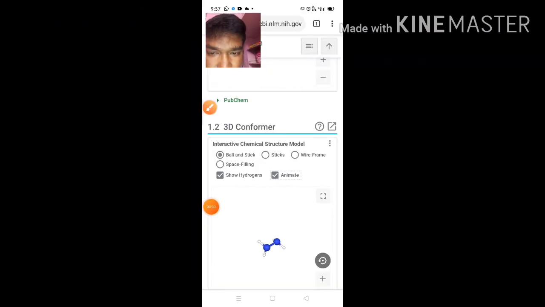This is the three-dimensional structure of hydrazine. Here, a blue ball indicates the nitrogen atom, whereas the white balls indicate the hydrogen atoms. So this structure is very much similar to the staggered structure of ethane. But two hydrogens are less in hydrazine compared to ethane.